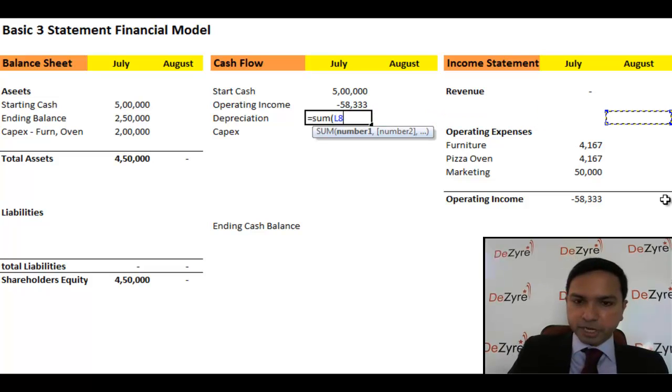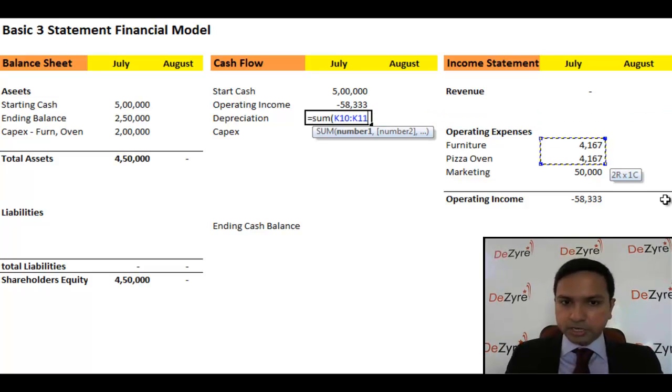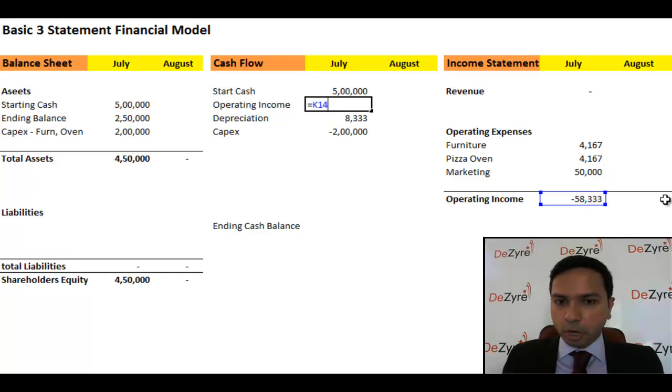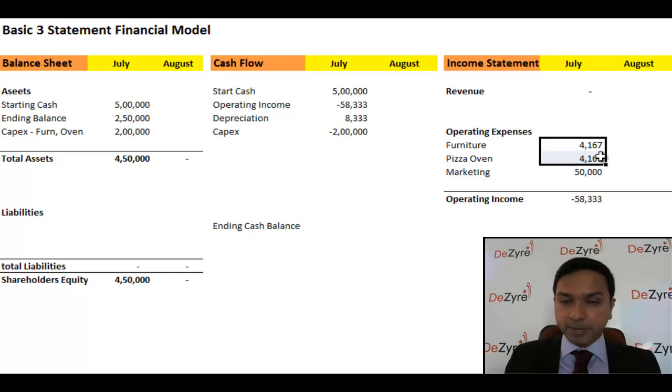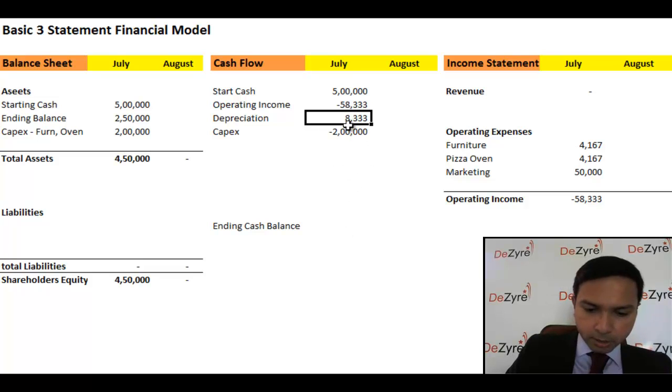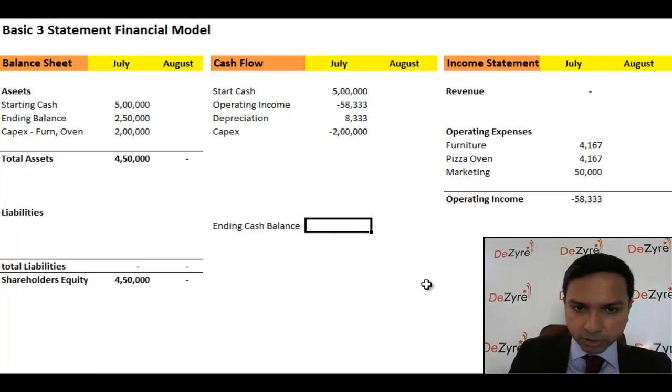add back the depreciation expense, because right here when you said negative 58,000 rupees is operating income, that assumed that these are cash expenses. Since these are not cash expenses, and since you're building a cash flow statement, you need to back them out so that this always is only cash inflows or outflows. So let us see what is the sum of all this.